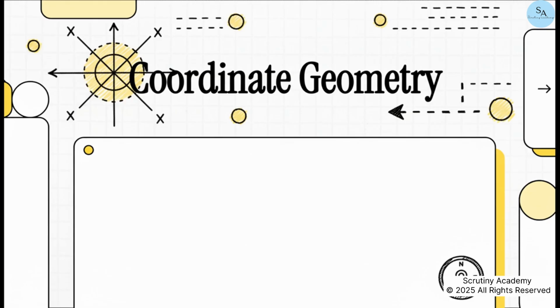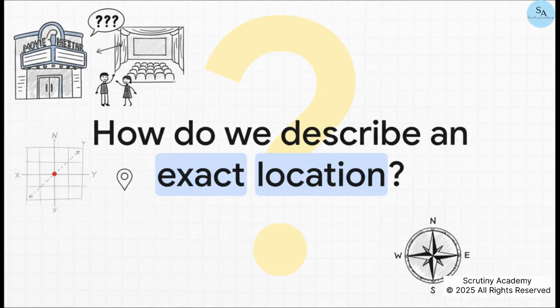Let's dive in. So let's think about it for a second. If you're trying to meet a friend at a giant concert, just shouting, "I'm by the stage," well, it's pretty useless, right? You've got to be way more specific. So what's the trick to giving a location that nobody can get wrong?